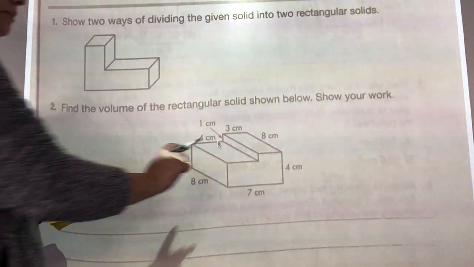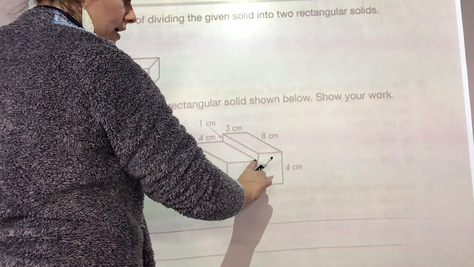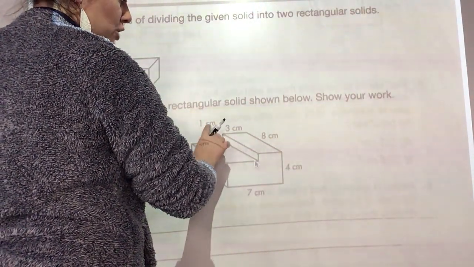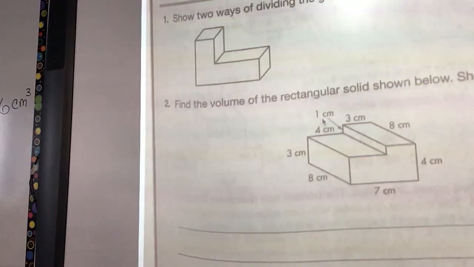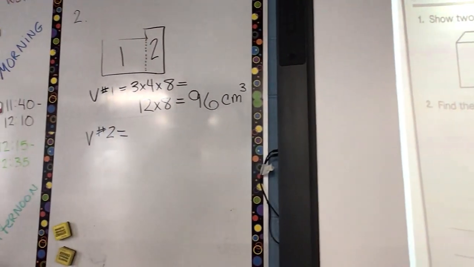Now, how do you divide your prism? You could have gone across this way. Then you'd be using that 1. So it depends on how you divide your 2 prisms. Either way, if you do it correctly, you would get the same answer.